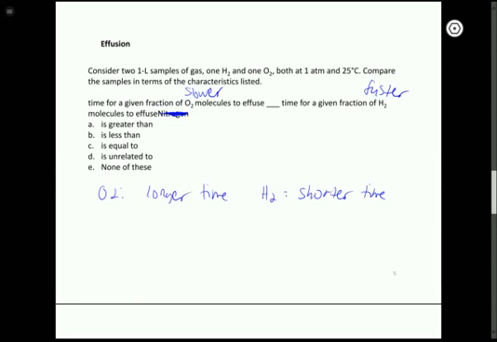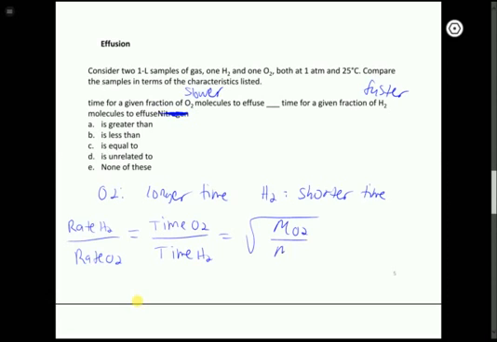Mathematically, it comes out from this effusion equation. So the rate of H2 divided by the rate of O2, those are inversely related to the time that it takes to effuse. As I said, the faster the rate of effusion, the shorter the time, and vice versa. So what that means is that if we're writing this equation in terms of time, the ratio has to be switched, and then that's equal to this square root ratio of molar masses, so the molar mass of O2 divided by the molar mass of H2.